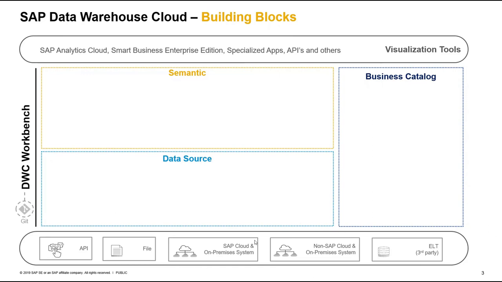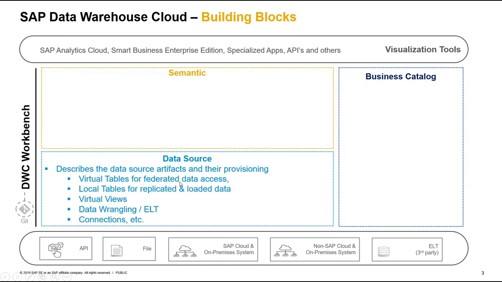First, the source system connection. We have different interfaces we're able to connect to, like open API environments, local CSV or file upload, and the ability to integrate and connect with SAP Cloud and on-premises systems, also adding the non-SAP Cloud and on-premises systems. We're also open for third-party ELT or data cloud providers in an open fashion. The next building block is about the data sources.